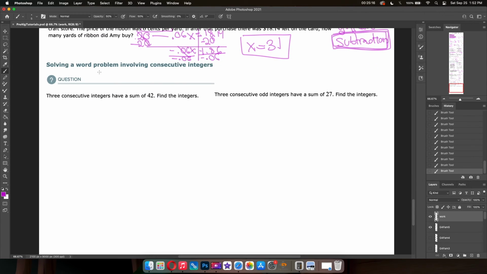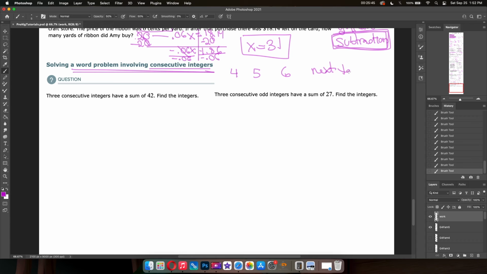Our last one, we have a word problem involving consecutive integers. Consecutive is a word that I've known for so long that I forget that not all students know what that means. So consecutive means next to. So if you're looking at consecutive integers, think about something like 4, 5, and 6. They are consecutive because consecutive means next to each other.